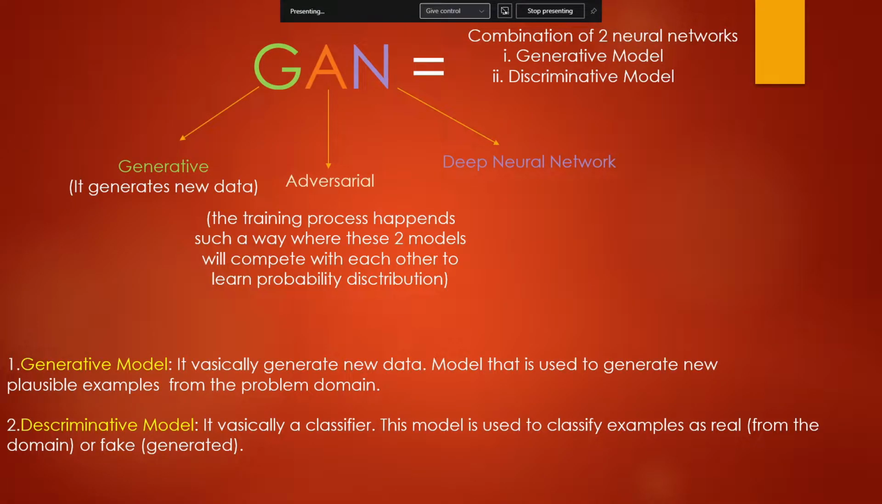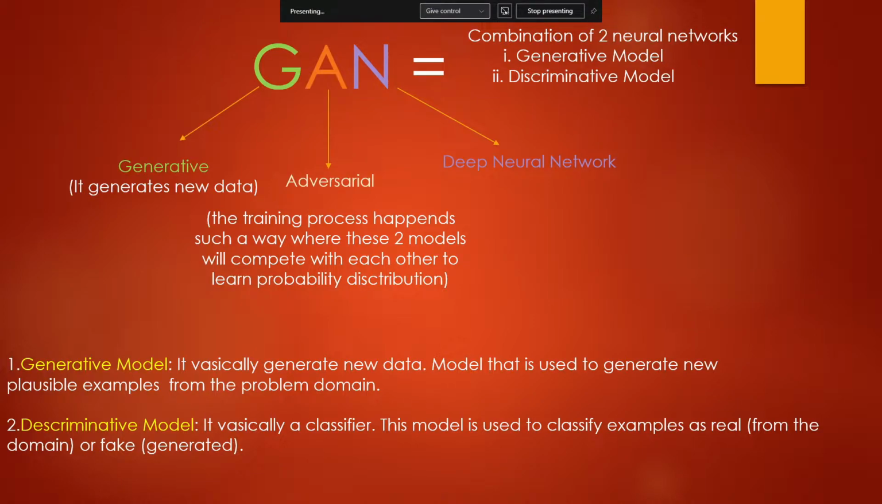So generative adversarial networks, in short GAN, is basically a combination of two neural networks. One is a generative model and the other is a discriminative model. Generative means it will generate some new data. It's not like the typical deep neural network that we have been studying so far, which is used for classification. The difference is, it will generate new data. I will show it in the later part.